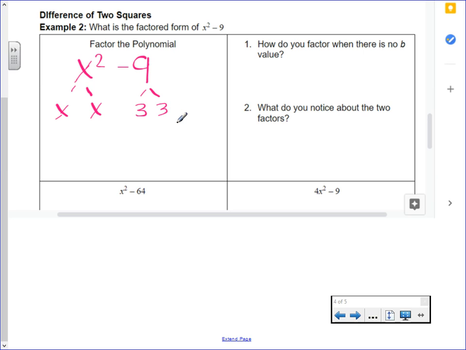When you have a minus sign like that, and you only have 2 numbers, one of them is going to be a positive and one of them is going to be a negative. You just have to think, how could I get to negative 9? So I'm going to have x plus 3, and I'm going to have x minus 3. When you have this minus sign right here, you do one of each. And we're going to practice a couple more of those.